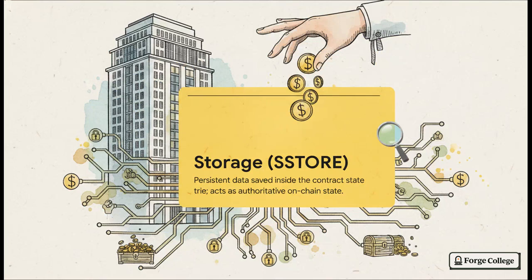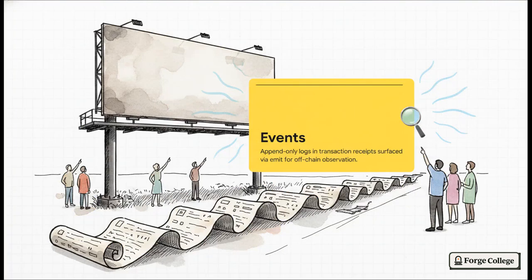Next up, we have storage, specifically utilizing the SSTORE operation. Now, if a return value is a quick phone call, storage is your ultra-premium luxury downtown real estate. It is persistent data saved permanently inside the contract state trie. It acts as the absolute authoritative on-chain state. It's permanent, and your smart contract practically owns the deed to it. But because it's so incredibly permanent, you are going to pay a massive premium to the EVM landlord every single time you write to it. It is not cheap.